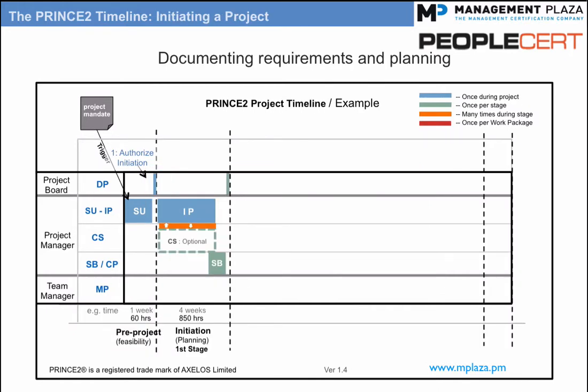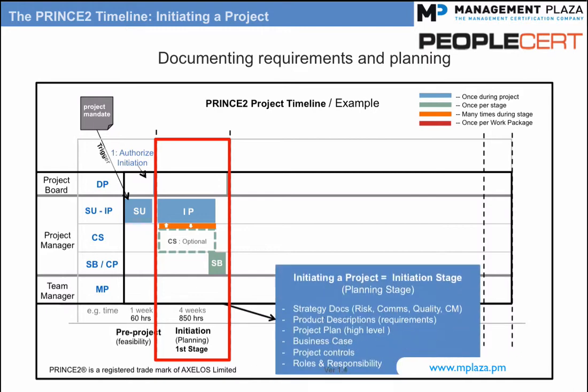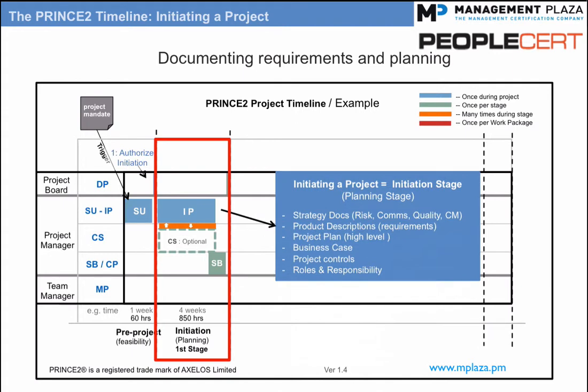Topic: initiating a project process or the initiation stage. After the first project board decision, the project manager uses the approved initiation stage plan to run the initiation stage. A better name for the initiation stage would be the planning stage. This is the first stage of the project. The initiation stage has the following main outputs that form part of the project initiation documentation, or PID for short.